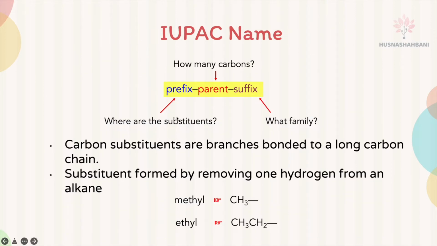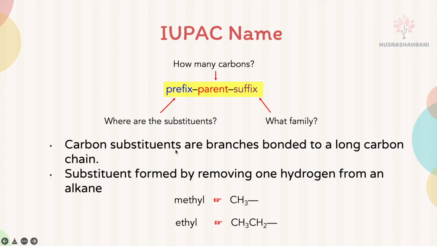So this is how you name the alkane using the IUPAC name. You start with the prefix at the front, then the parent in the middle, and the suffix at the end of the name. The prefix shows where all the substituents are, the parent shows how many carbons, and the suffix shows what family. Now we are discussing alkane, so the family suffix is ane.